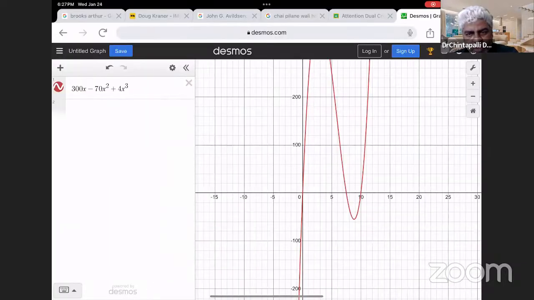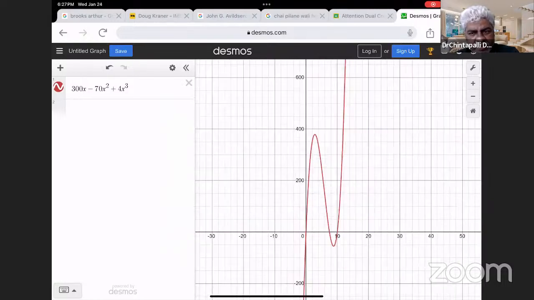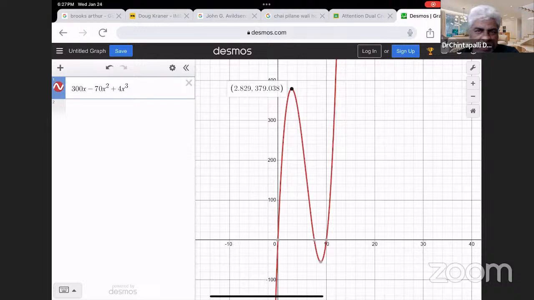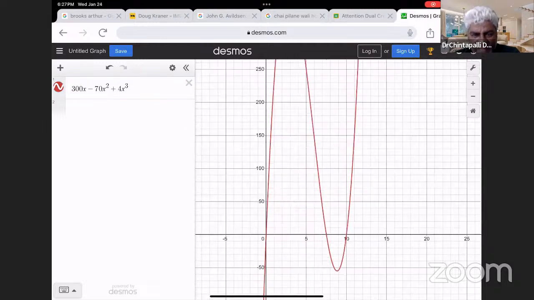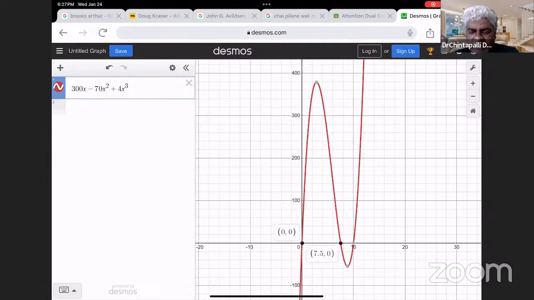It's in Desmos. So it gives us this graph. That's 7.5, right. X must be in between 0 and 7.5. For the fourth question, the maximum volume is somewhat 370. This is 300, that is the highest value, nearly 400. That is called its range.